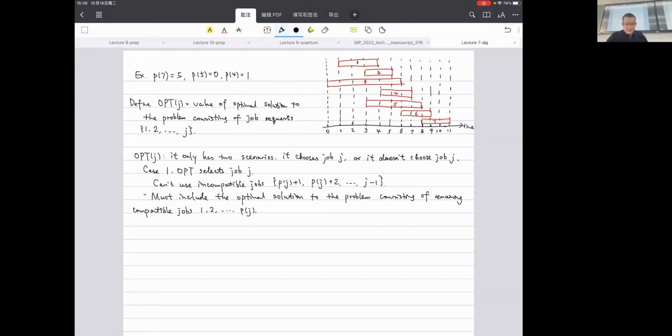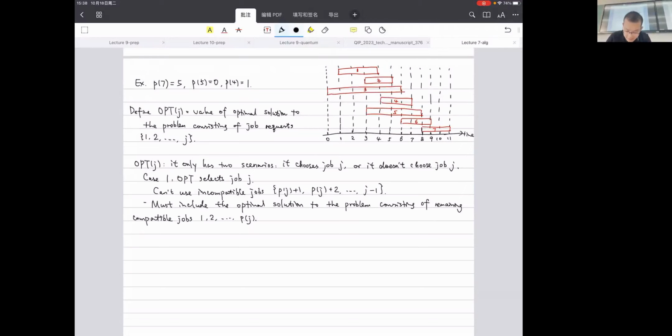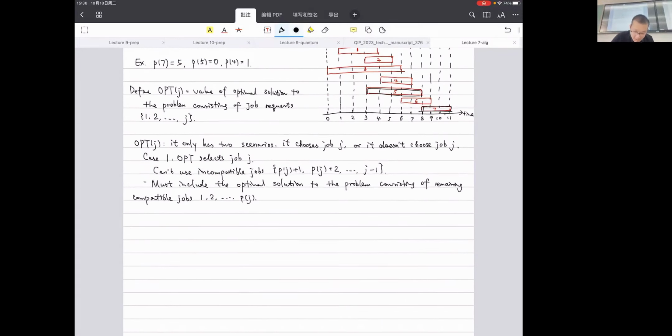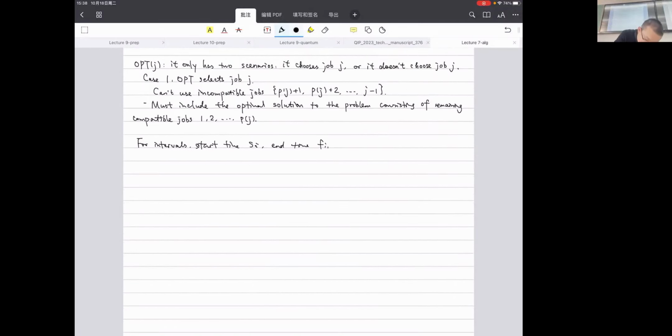This is also a very important observation here, because as long as the fifth job is compatible with the seventh, because we know that P7 equals 5, the fourth job, the third job, until the first job must also be compatible with the seventh job. This is because of a relationship like this. We know that for intervals, we have a start time, S_i, and an end time, F_i.